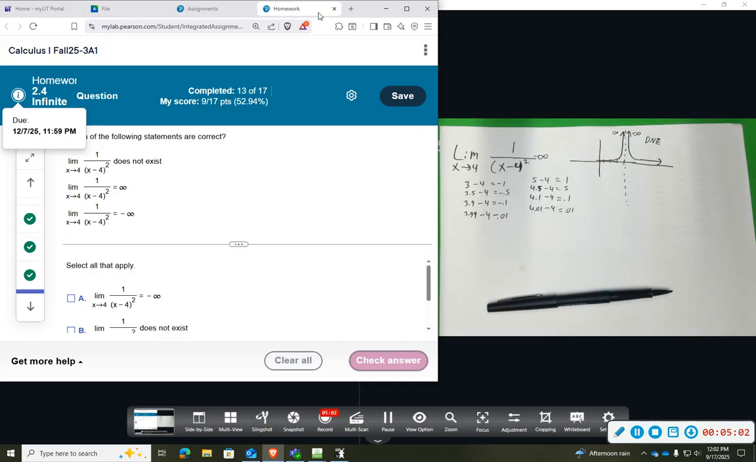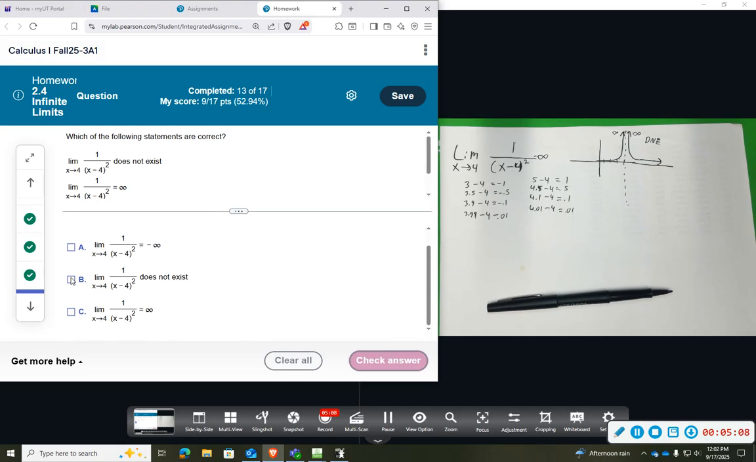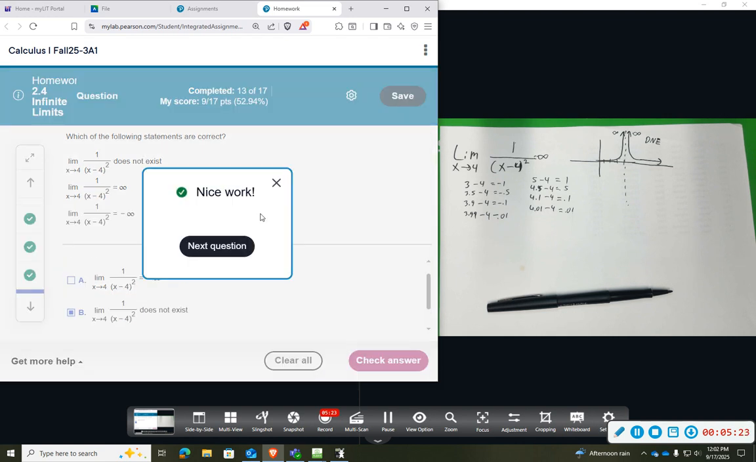So the answer choice that we would want to say here, the ones that apply, are B, the limit does not exist, because infinity is not something that we ever reach. However, since both sides, left and right, go to positive infinity, we can also say that the limit is going toward positive infinity. We can say where it's going, but it also does not exist.